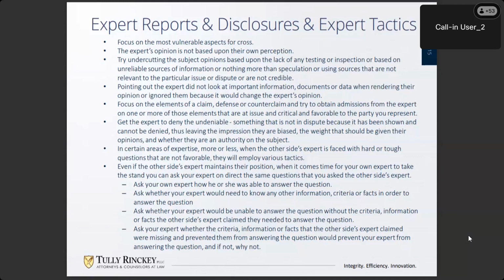You also want to show and use documents to raise the specter that the other side did not want the expert to see them because it would have changed their position or opinion. And we go back to what I said a few moments ago. It would have undermined their opinion, or if the expert was unaware of them, that the expert chose to ignore them because they are unfavorable or negative.